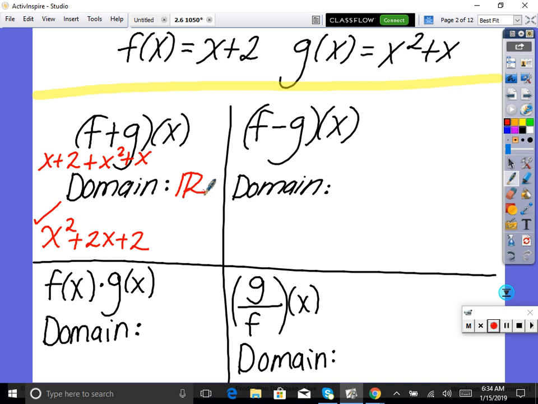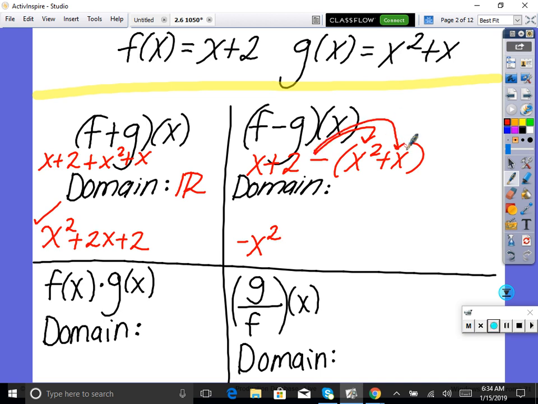Okay, let's do f minus g. So once again, f is x plus 2. We need to subtract all of g of x, so subtract x squared plus x. So then we know we'd combine like terms. I'm going to distribute my negative, so that'd be negative x squared. Then I'm going to have a minus x plus x. So my x's would go away, and then we have a plus 2. Now once again, isn't the domain all real numbers? Because it's a quadratic, so yes.